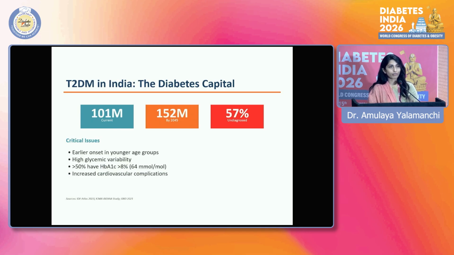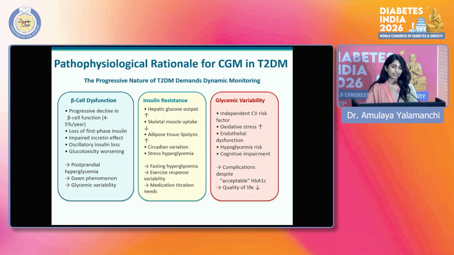We have 101 million diabetics currently, and 57% are still undiagnosed. The situation is also different in India. We have earlier onset in younger age groups. High glycemic variability is especially seen as well. And most often, even with all the technological advances, even though everyone has a cell phone, most type 2 diabetes patients still have HbA1c above 8, at least more than 50%. And we are also at increased risk of cardiovascular outcomes.